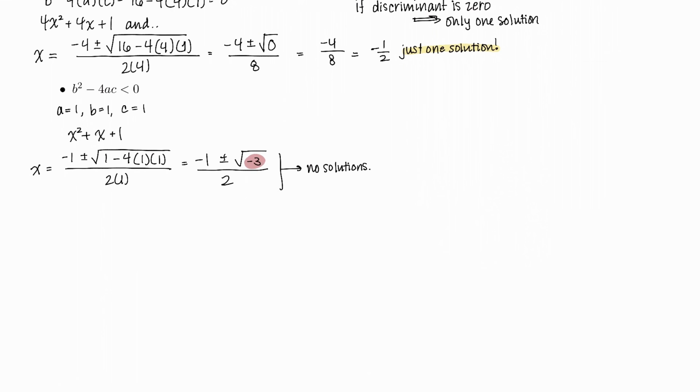And just like in the other two parts, we will conclude that if the discriminant is negative, this means we have no solutions.